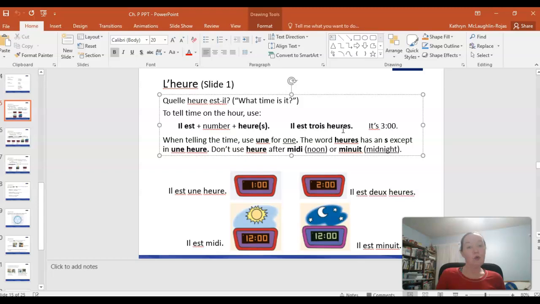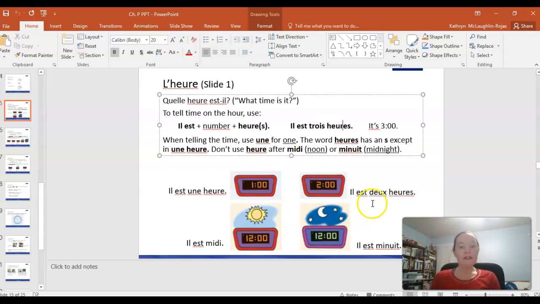Il est 3 heures. And notice that normally in trois, the S is silent at the end. But when you're tacking it on to a word that begins with a vowel sound, even though heure begins with H, the H is generally silent most of the time in French. Because it begins with a vowel sound, you're going to use the liaison, 3 heures.